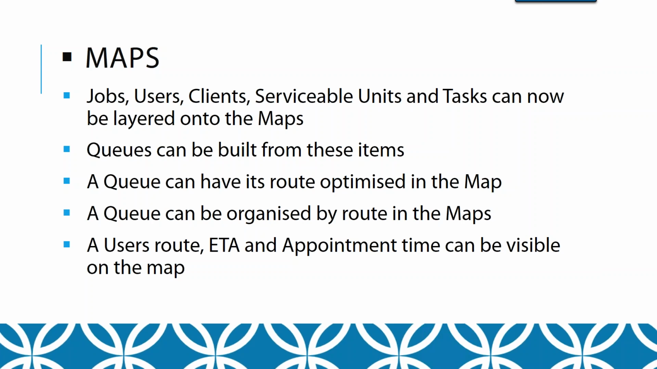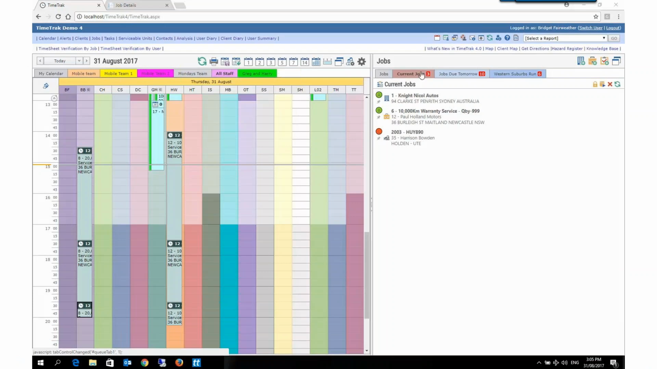A queue can have its route optimized in Google Maps. So we do use Google Maps optimizing. The queue can be organized as well, and we can see the ETA and appointment time when a user is en route. So here's my video of how this looks.